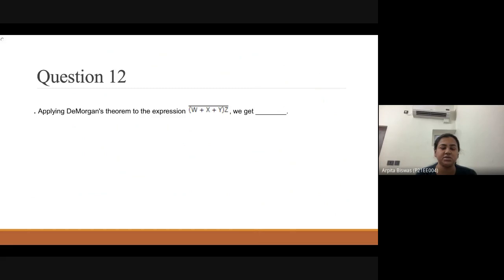So next we move over to question number 12. Applying De Morgan's theorem to the expression w plus x plus y into z whole bar, we get... So please simplify it.